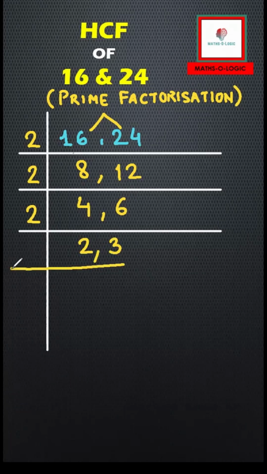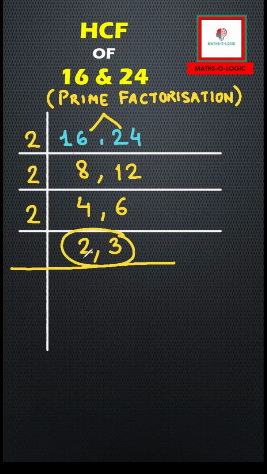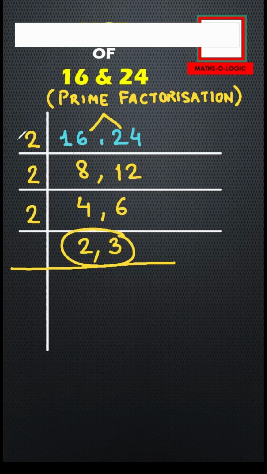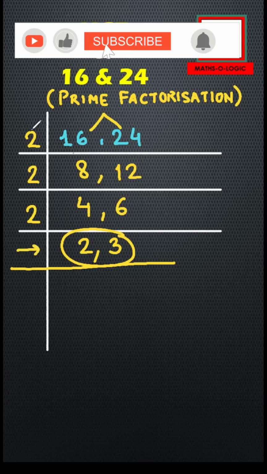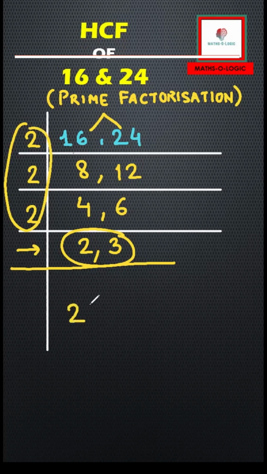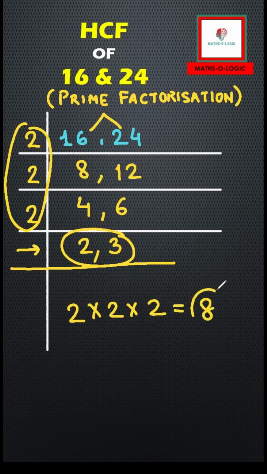So now if you can see this, the 2 and 3 both are prime numbers and they do not share the same table except 1. So I'm just going to stop here, and I'm going to multiply all these 2's with each other, and this is going to be my common factor. This is the highest common factor, that is 8.